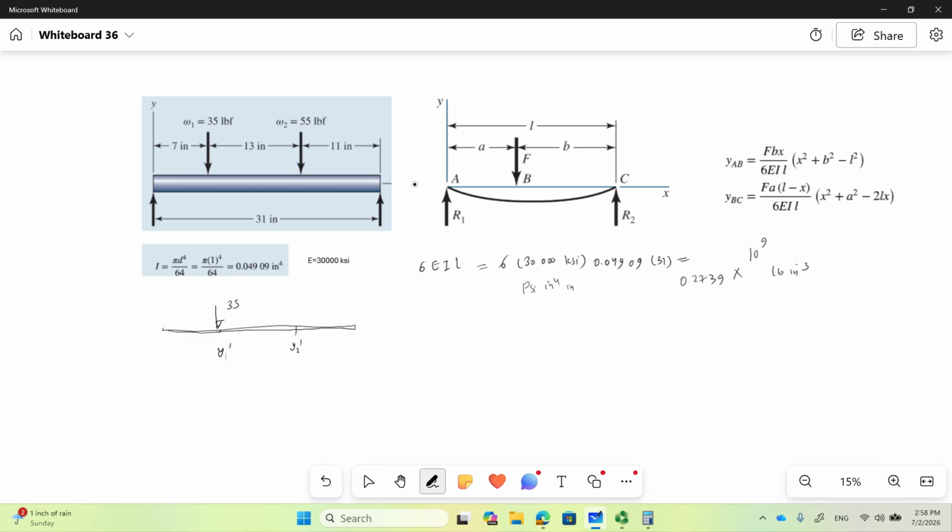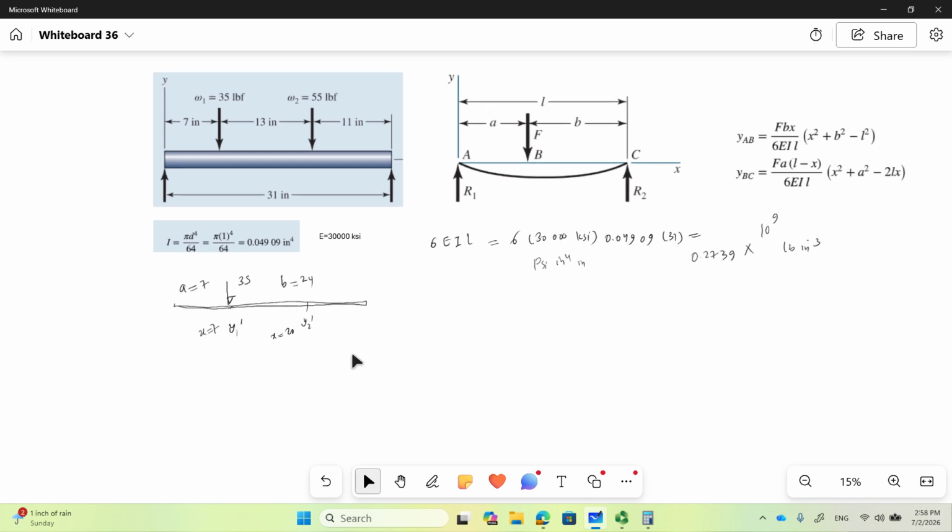Okay, so for this problem, what is A? A is gonna be 7. I'm gonna need B. B is gonna be 24. What else I'm gonna need? Okay, so for y1 prime, x is 7. For y2 prime, x is 20. So this is one problem. Another problem is the same beam.